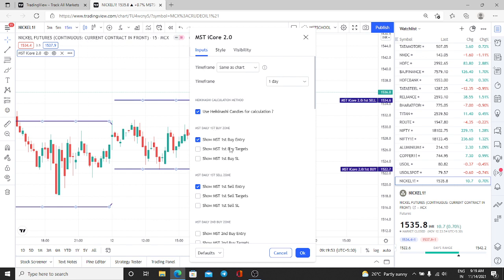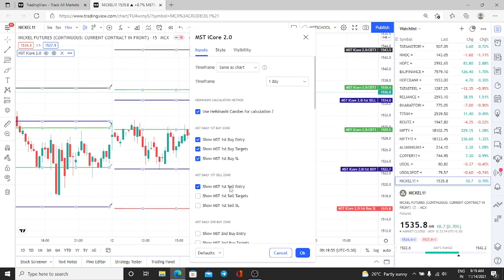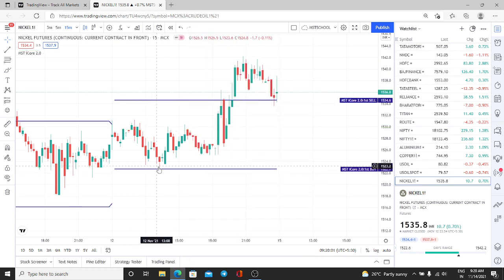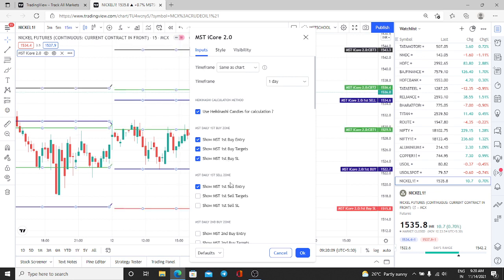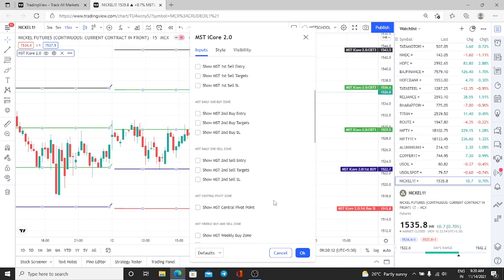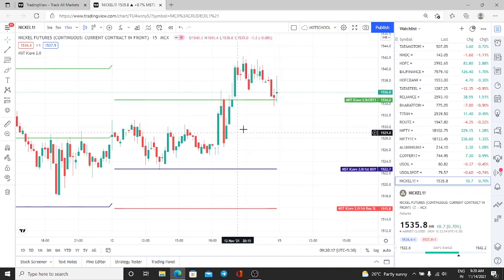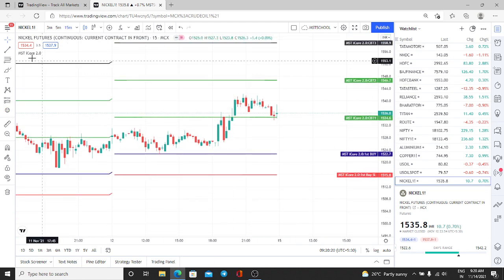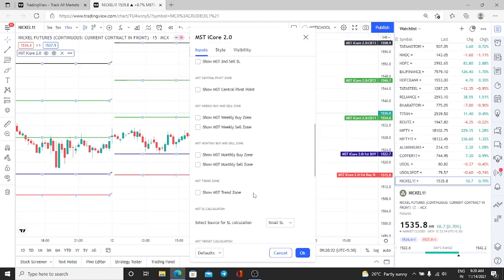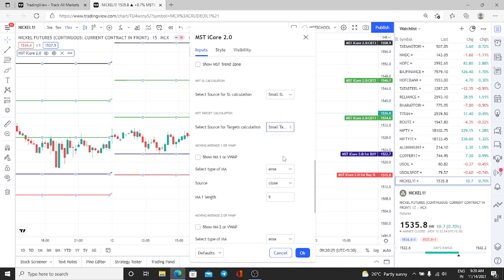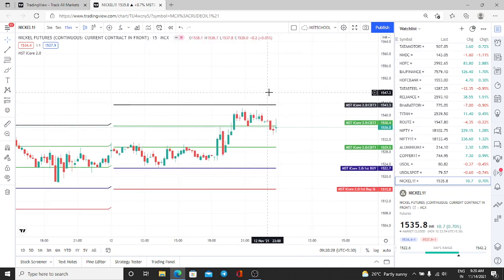So now enable first buy targets and first buy SL. Otherwise, if you want to book the big target directly, you can wait for the sell entry. If you want to book target by target, you can enable first buy targets, first buy SL. And if you want to book 1:2 also, you can book. See here, 1:2, and this is the 1:1 risk reward ratio I'm talking about. So all the three targets are almost achieved, and the entry also exactly achieved.